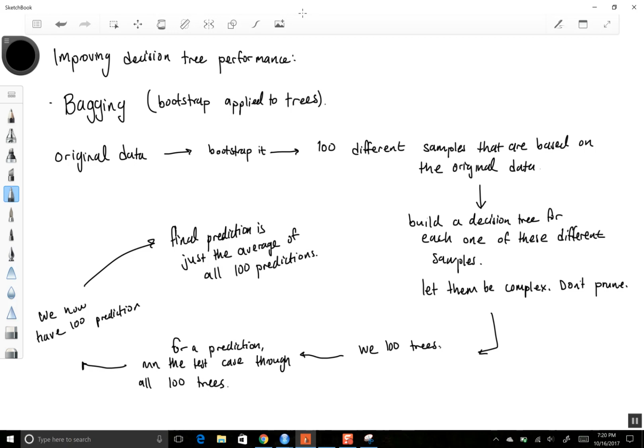So that's how this works. Okay. Is that okay for bagging? Okay, so we're just using the bootstrap. We perturb the data so that we get slightly different trees. Okay. So that's bagging.